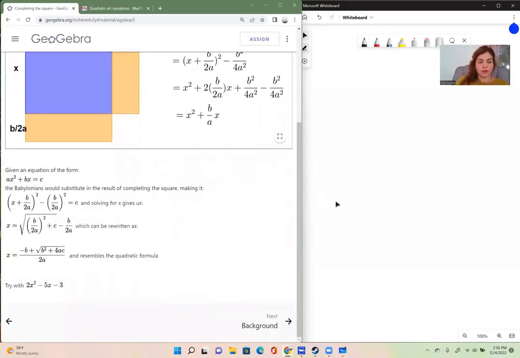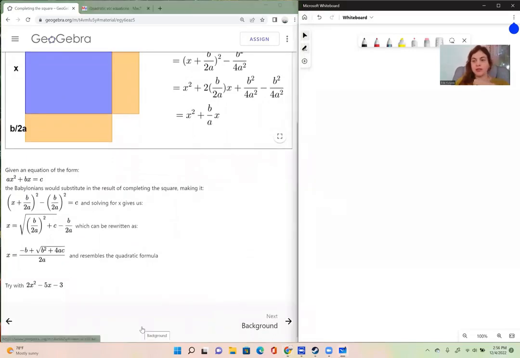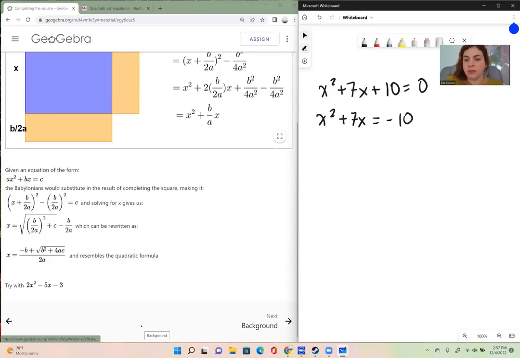Okay, so first I'd like to try an example where the coefficient is 1. So for example, if I had x squared plus 7x plus 10 equals 0. So with this method, instead of factoring in the traditional sense where we try to figure out what two numbers multiply to 10 and add to 7, it's more like completing the square where we move the constant to the other side. So now we can factor out an x.